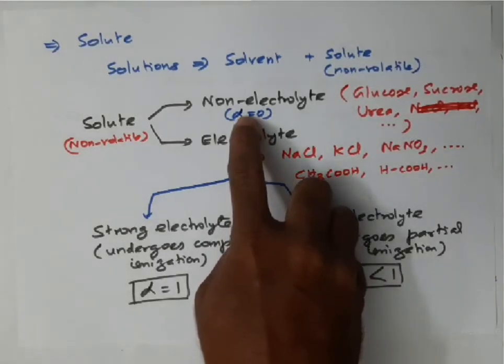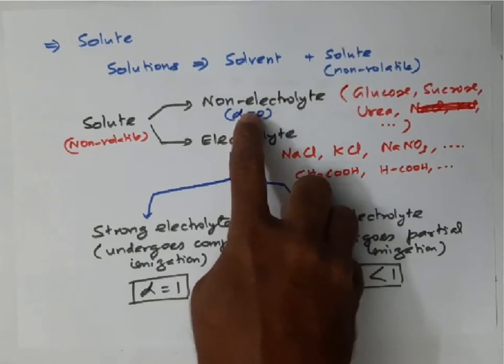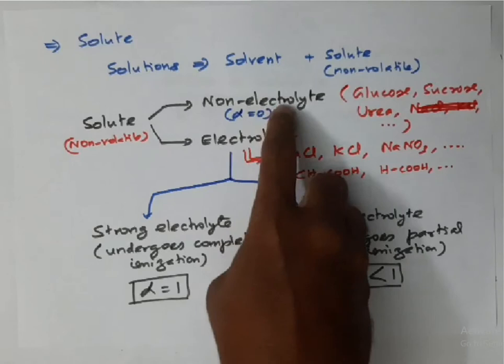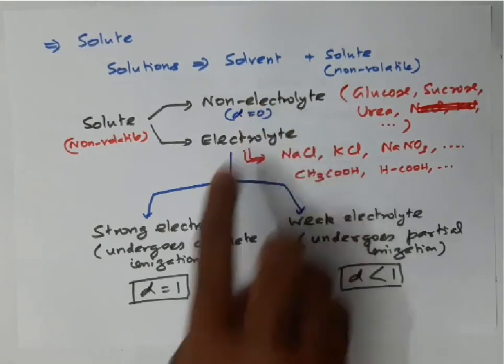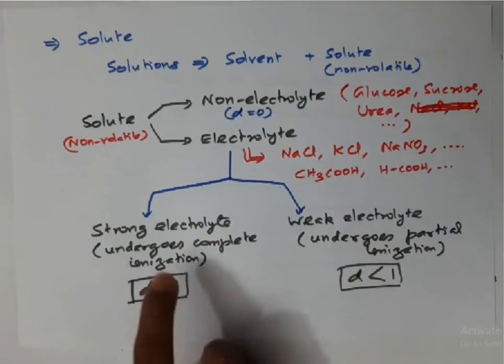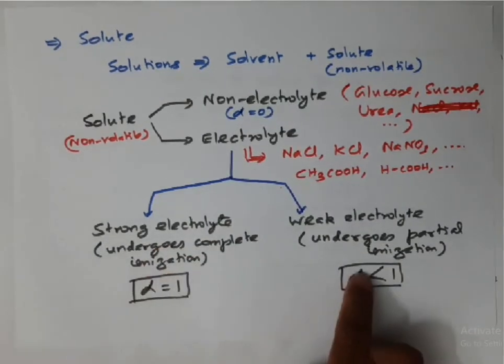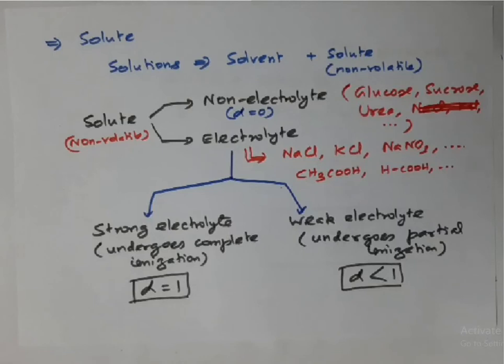You know very well, alpha means degree of dissociation. If the degree of dissociation is 0, we call the solute a non-electrolyte. If the degree of dissociation is 1, it is a strong electrolyte. If the degree of dissociation is less than 1, then it is a weak electrolyte.